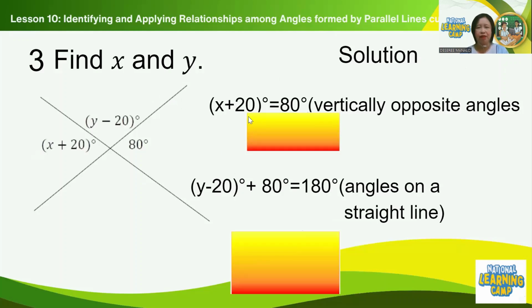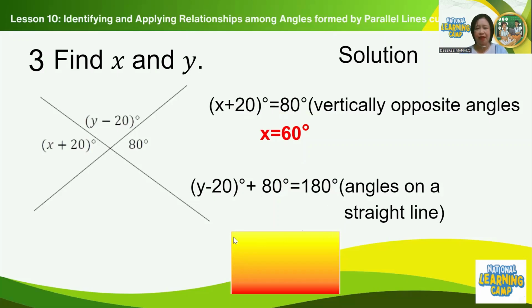3. Find x and y. x plus 20 degrees is equal to 80 degrees. Vertically opposite angles. The answer is x is equal to 60. What you're going to do is to just subtract 20 from 80, and therefore you will get x is equal to 60 degrees.